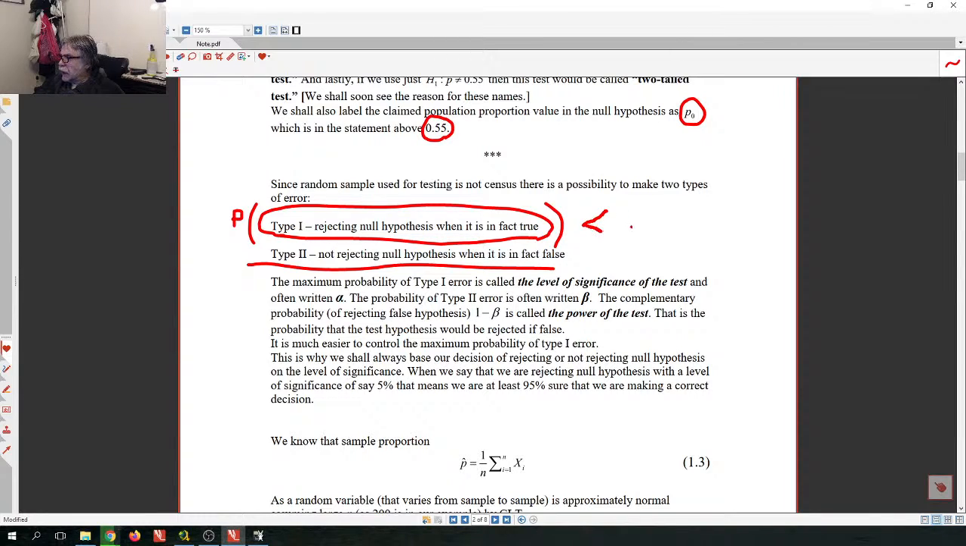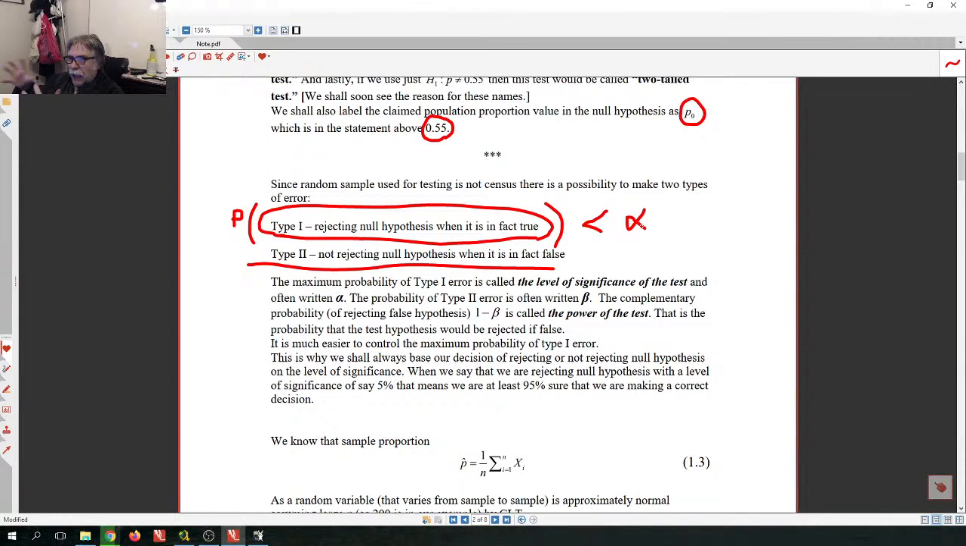We're going to limit that with what we call the level of significance. So level of significance is the maximum probability for us to make a type 1 error. So the maximum probability to make a type 1 error is called the level of significance of the test. That will be something small. You don't want the probability of type 1 error to be large.